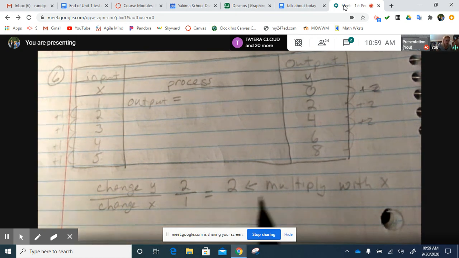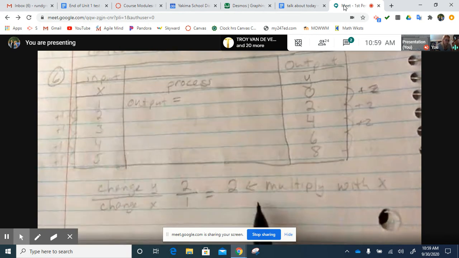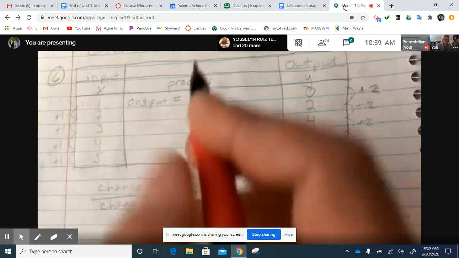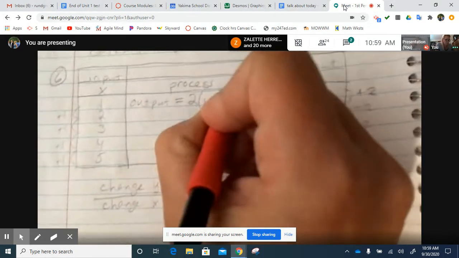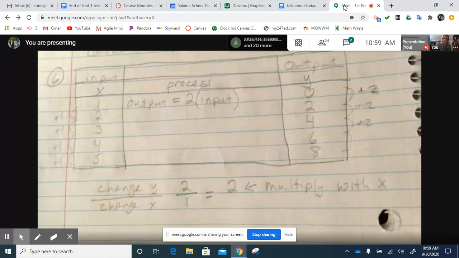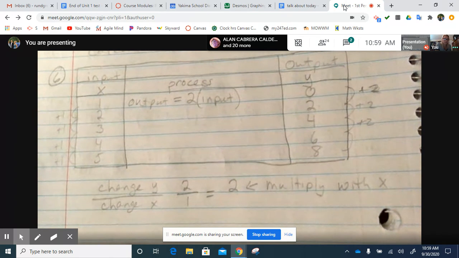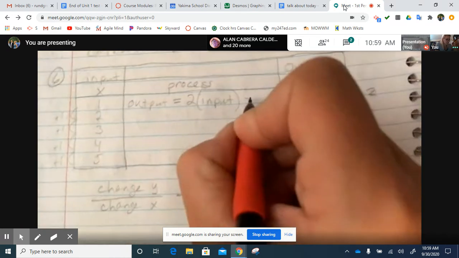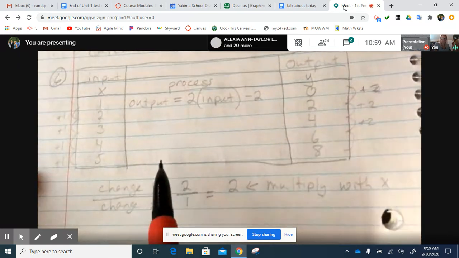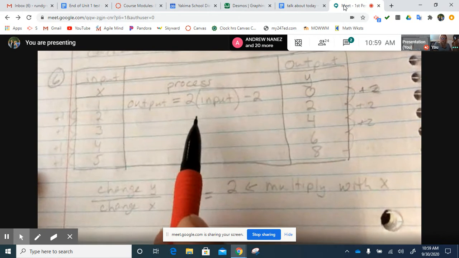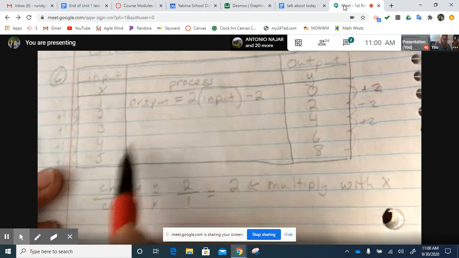Okay, so for our process, this is what we're going to be multiplying with x, or multiplying with our input. So write the number first. 2 times our input. And then what did we have to do after that? Subtract 2. And I think they left all these lines so you could write it over and over again, which I don't feel we need to because we can check a couple of them. 2 times 5 is 10.